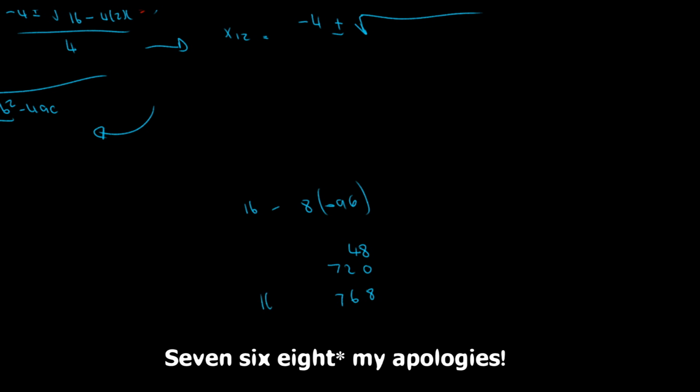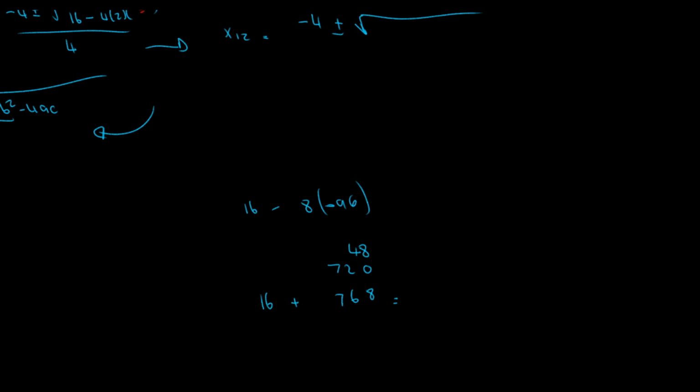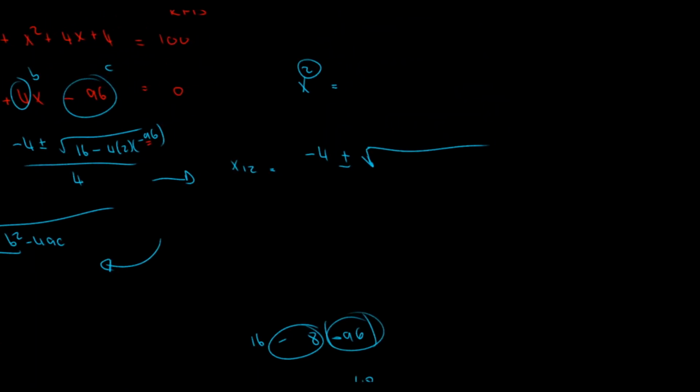And now I need to add 16 to 876. Why is that? Since this is negative 8 multiplying negative 96. In this case, we have 4 plus 8. 4 plus 8 is what? 14. 1 goes over. That becomes 7 plus 1 is 8. So we have 784. Okay, so we have the square root of 784 over 4.